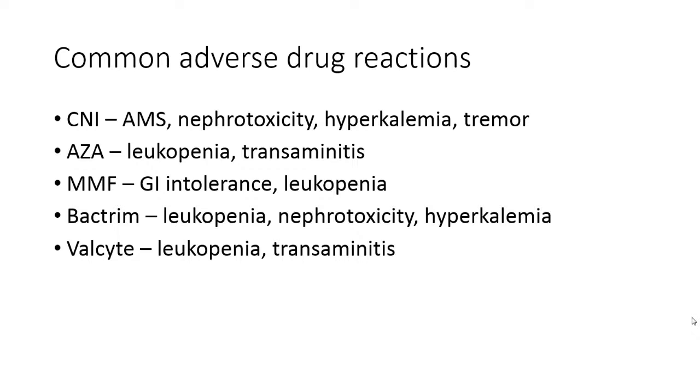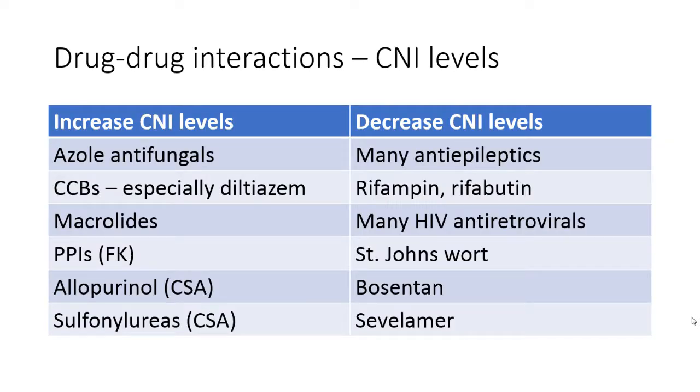And then with Bactrim, leukopenias, nephrotoxicity, hyperkalemia, and pretty much all our patients are on that 3 times a week for PCP prophylaxis. And then Valcyte can also cause leukopenia, which can be somewhat challenging because you get a patient who presents with neutropenia, and is it the Valcyte or do they have a CMV infection? And obviously the treatment's completely different. Either you're on it or not on it. And then transaminitis. I thought this was important too. This is obviously not at all an exhaustive list, but some of the more commonly seen drug interactions.